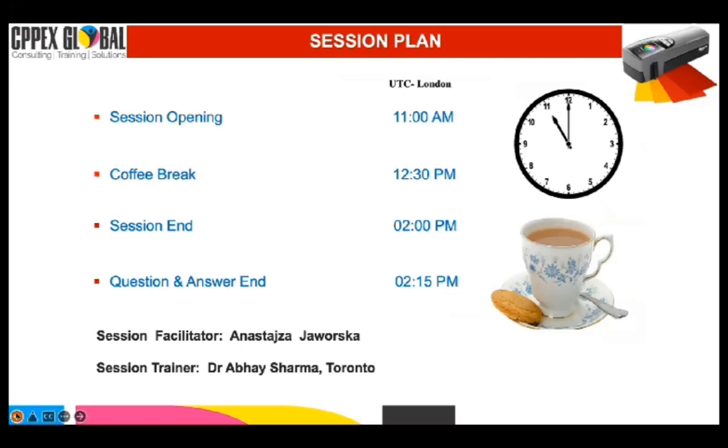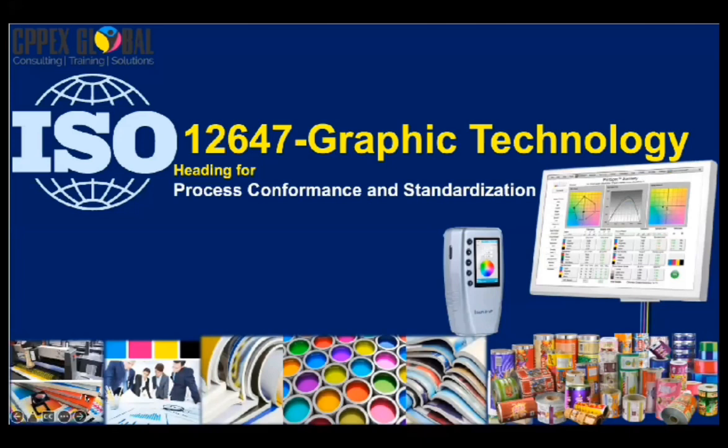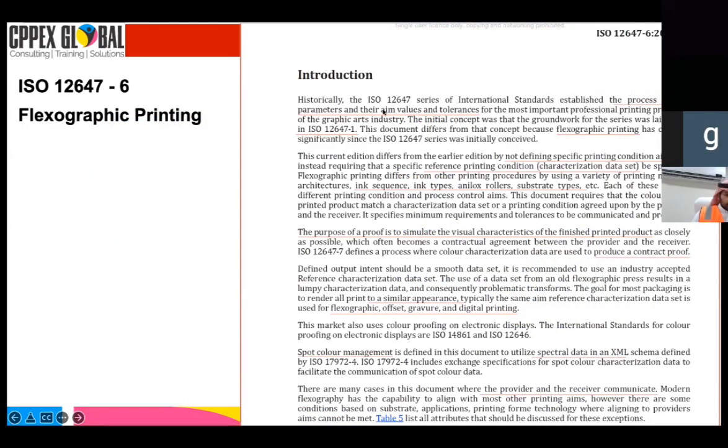This is our title for today: graphic technology, and we're heading for process conformance and standardization. We're going to be talking about color, about numbers, measuring. And here you see a number, ISO 12647 is one of the main standards that we'll be talking about. Part 7 established process control parameters and their aim values and tolerances. So all of these red underlined bits are in the following slides. Process control parameters and aim values and tolerances.